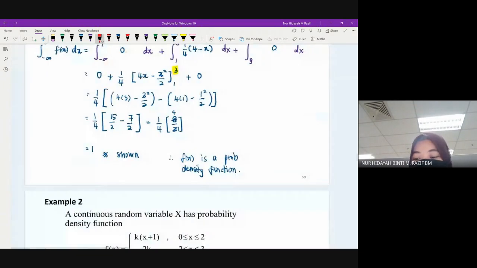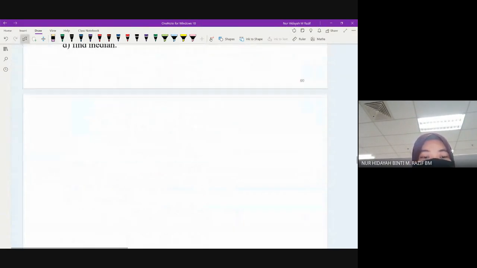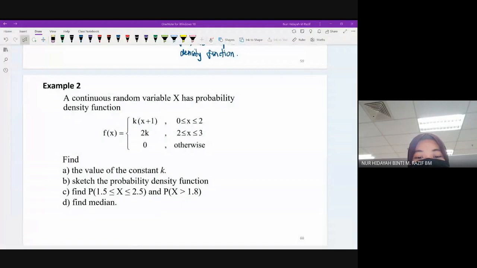Okay, so I hope setakat itu tiada soalan. So next, let's move on to example yang kedua. This will be the last example that I'm going to discuss, sebelum saya akan stop. Okay, so look at question example 2.